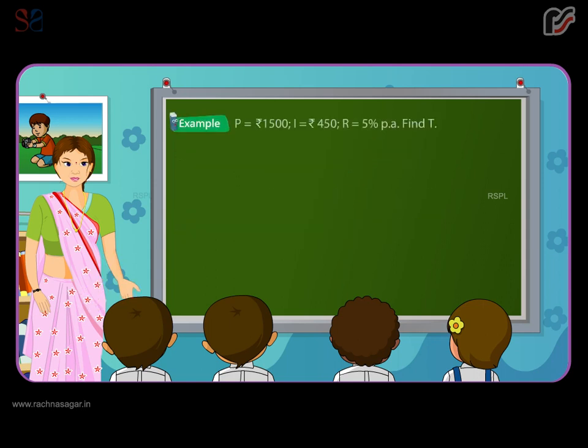Example, P is equal to 2,100 rupees, I is equal to 350 rupees, T is equal to 2 years. Find R. Solution, R is equal to 100 into I upon P into T is equal to 100 into 350 upon 2,100 into 2 is equal to 8.33%.